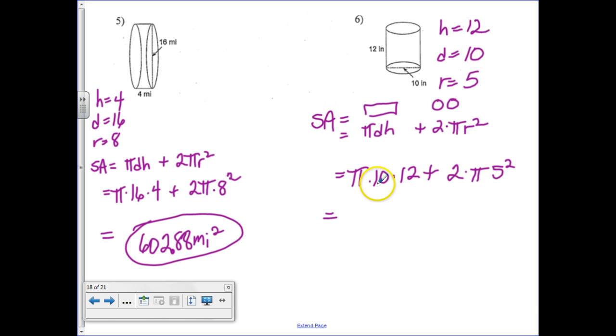All right, grab your calculator. Please substitute 3.14 for pi and compare what you get with my answer. Pause the video first. All right, 533 and 8/10 square inches.